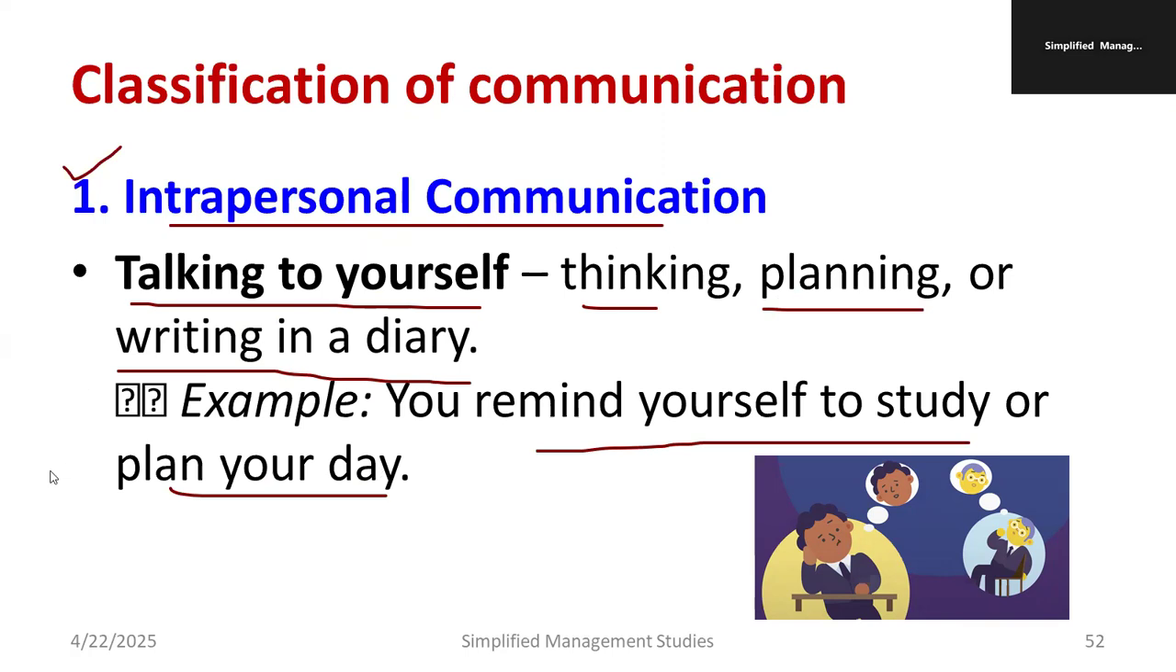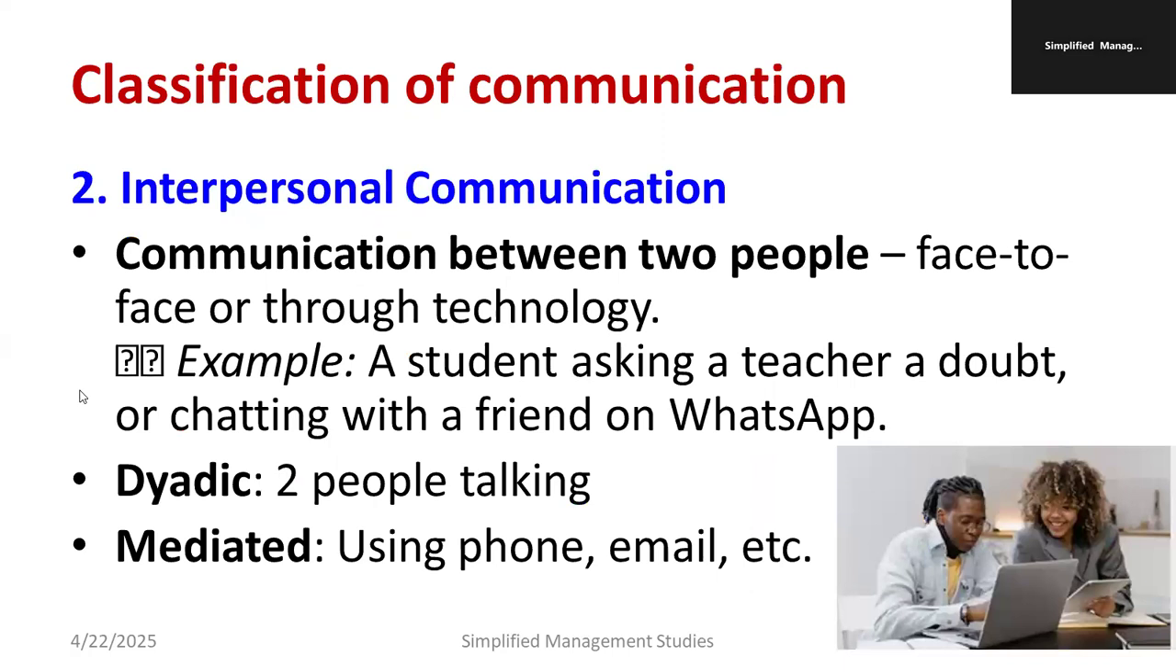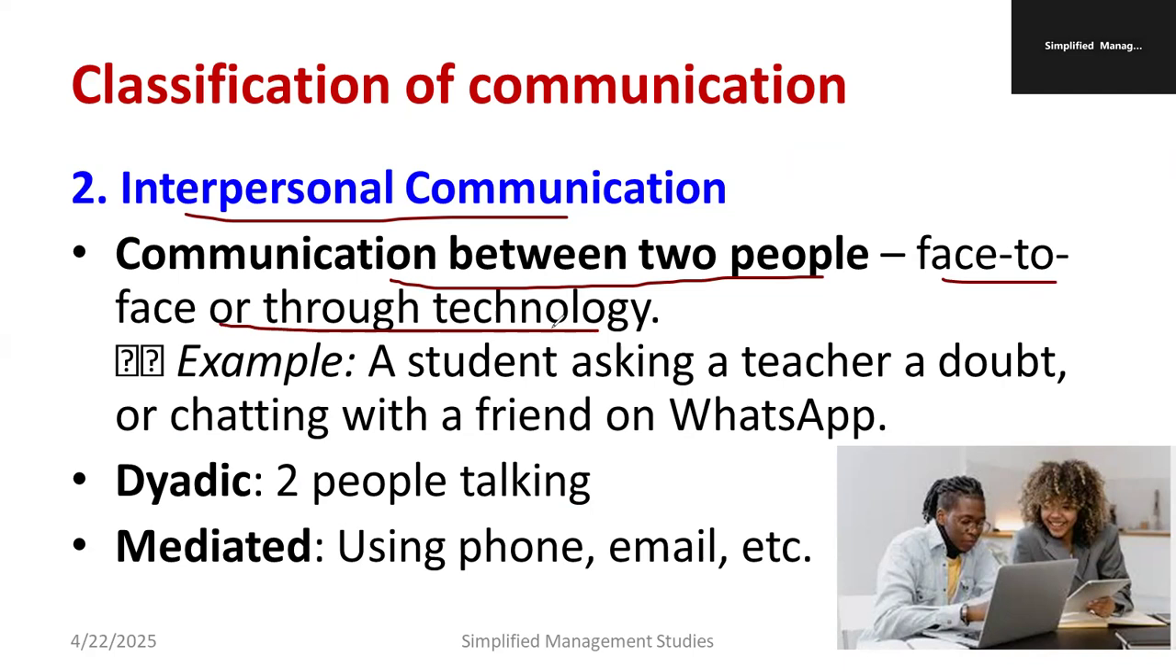So moving further, the second one is interpersonal communication. So what is the meaning of interpersonal communication? Very simple, communication between two people, or it may be face-to-face through technology. So I'm going to conduct a meeting through Skype, or through Zoom, or I'll be meeting a person and having interaction. That is called interpersonal communication. So don't get confused about intra and inter. Intrapersonal means I'll be communicating with myself. Interpersonal is nothing but I'll be communicating with another party. So two members are communicating with each other either virtually or offline.